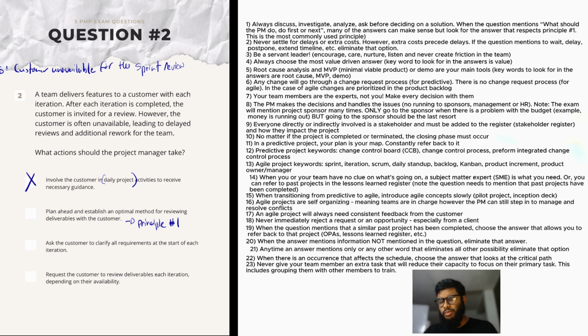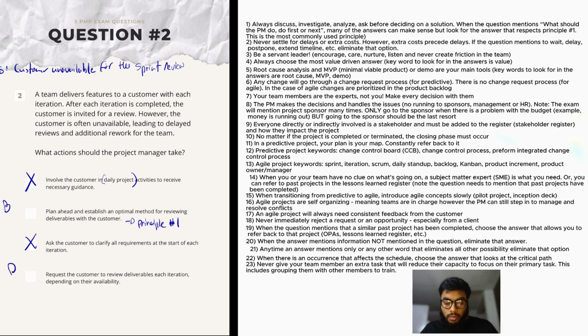Okay, so is this the problem? Or does this answer the problem statement? Our problem statement is the customer is unavailable. Clarifying the requirements is not a part of that. So because of that, we're going to eliminate this answer. And D, request the customer review deliverables each iteration depending on their availability. Okay, yes, of course, that's obviously what we're trying to do. So technically speaking, it's not wrong. So we are left with B and D.